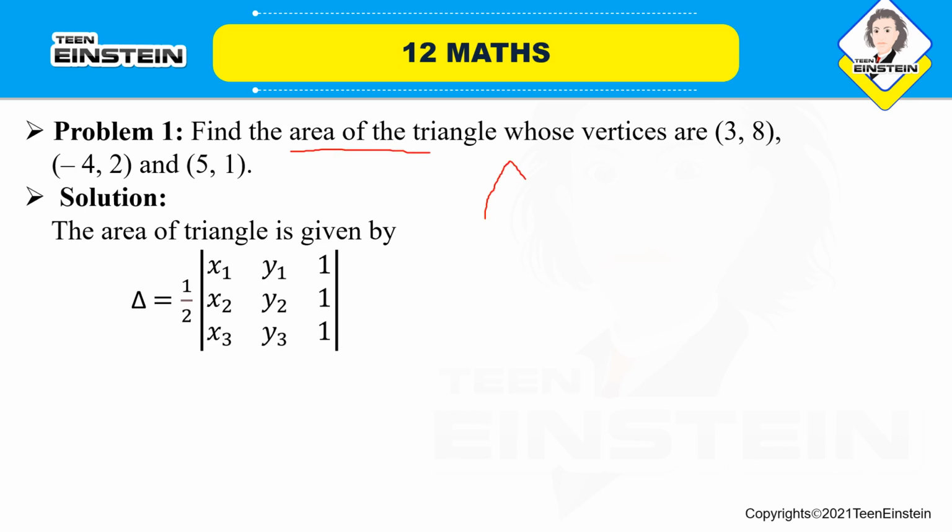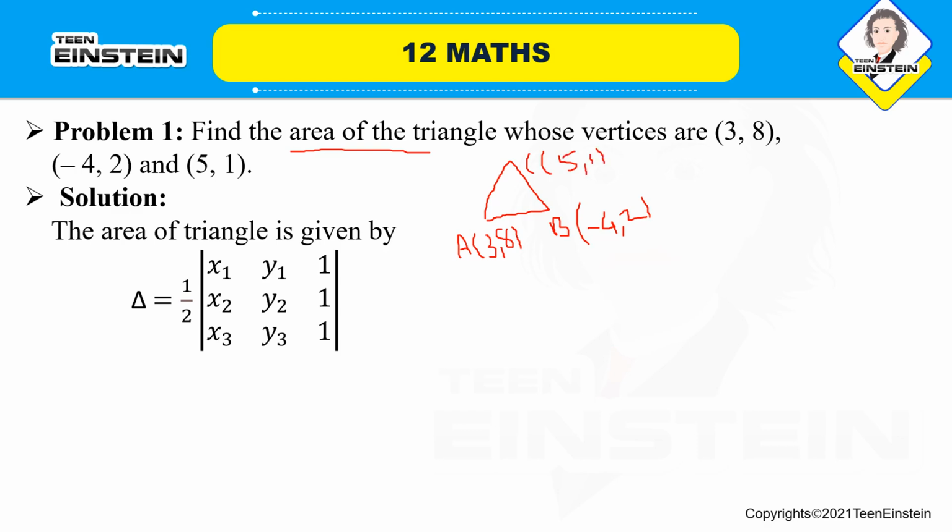Say triangle ABC, whose vertices are A of 3, 8. This is the first vertex. And B of minus 4, 2. This is the second vertex. What is the third vertex given to us? 5, 1. So that can be taken as C of 5, 1.